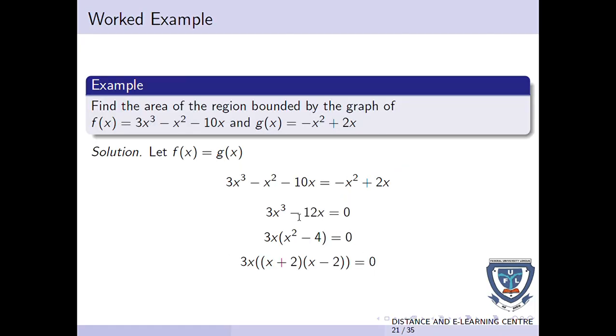Now let's look at this worked example. Find the area of the region bounded by the graphs of f of x equal to 3x cubed minus x squared minus 10x and g of x equal to minus x squared plus 2x. Solution. Let f of x be equal to g of x, meaning 3x cubed minus x squared minus 10x is equal to minus x squared plus 2x. When you collect like terms and simplify, we have 3x times (x plus 2) times (x minus 2) equal to 0.